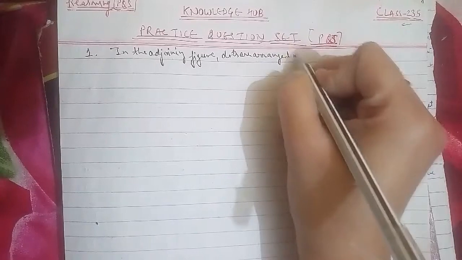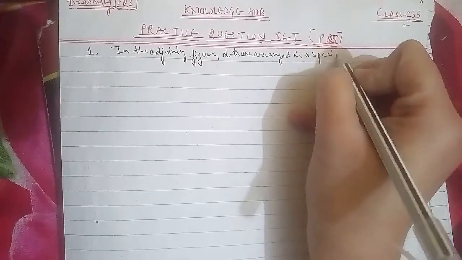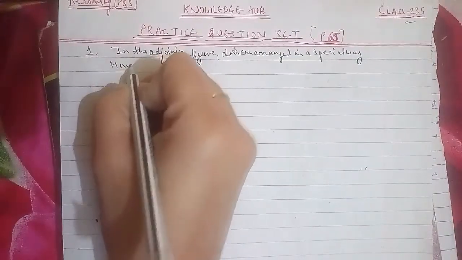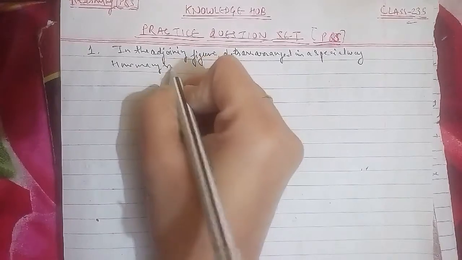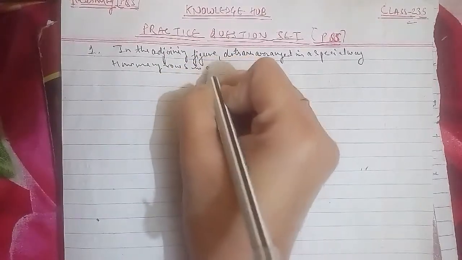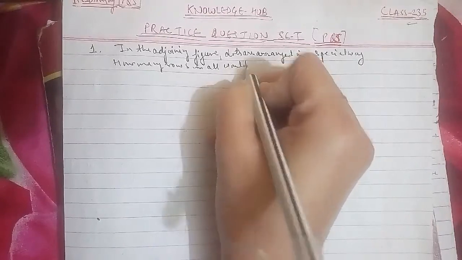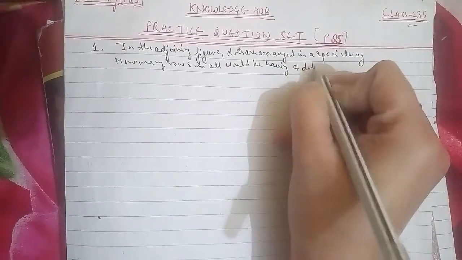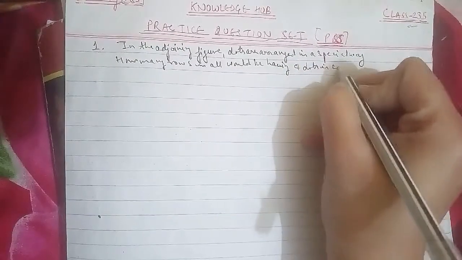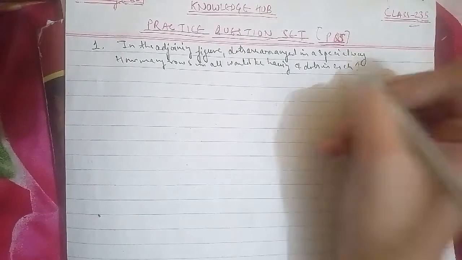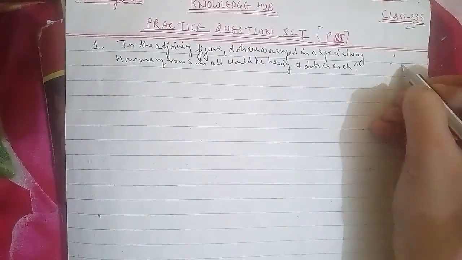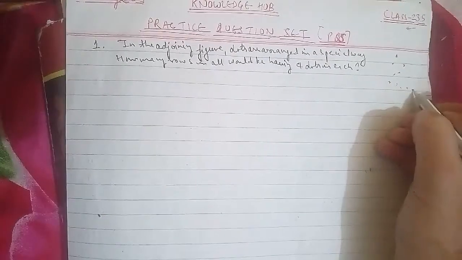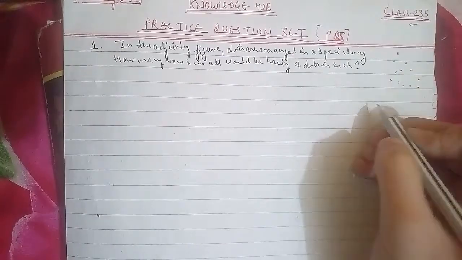How many rows in all would be having 4 dots in each? So for the same, it will be like this. They are arranged in a certain order.